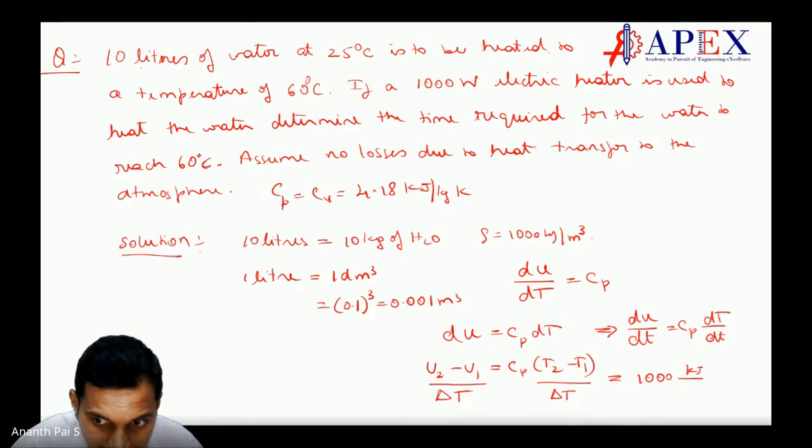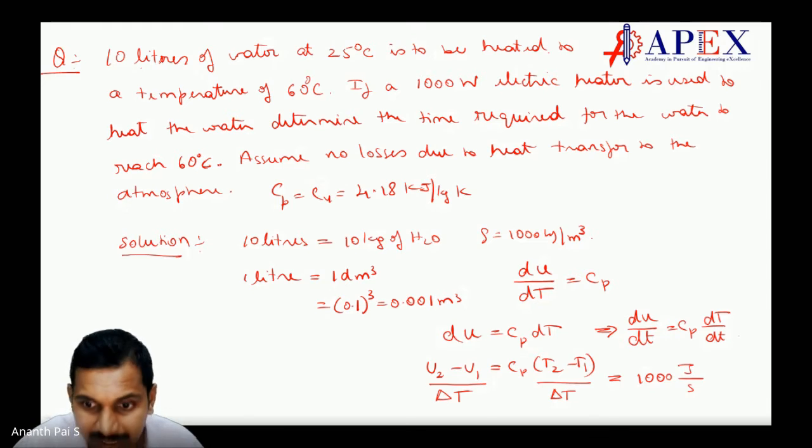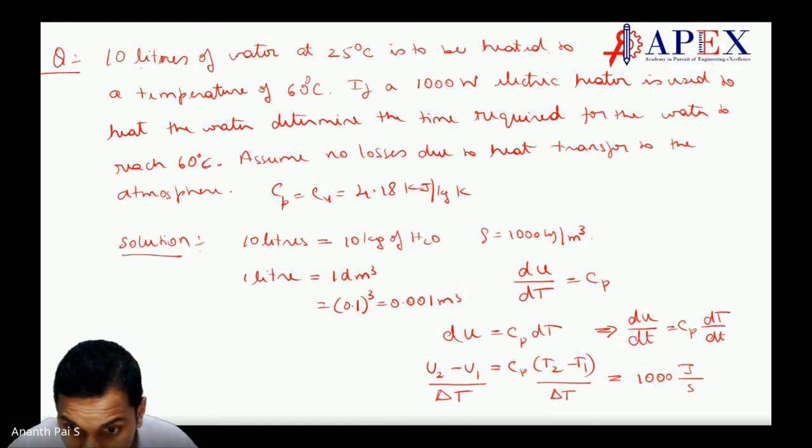Kilojoules per second, or joules per second? Yeah, kilojoules per second. 1000 watt. Okay, joules per second, 1000 joules per second. Correct. Now what we have to do from here?